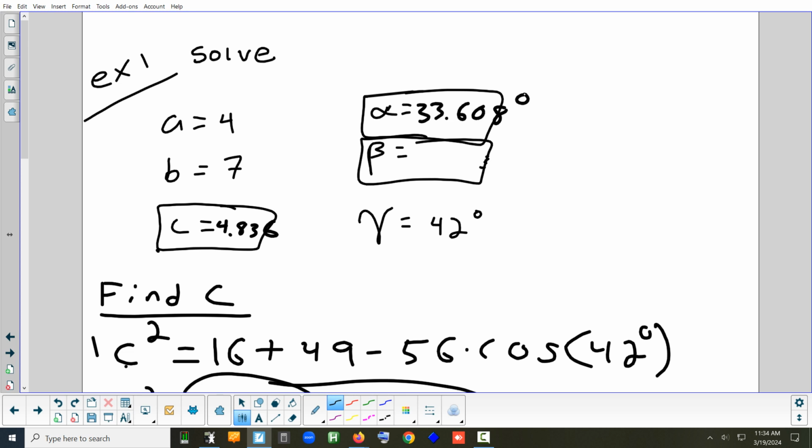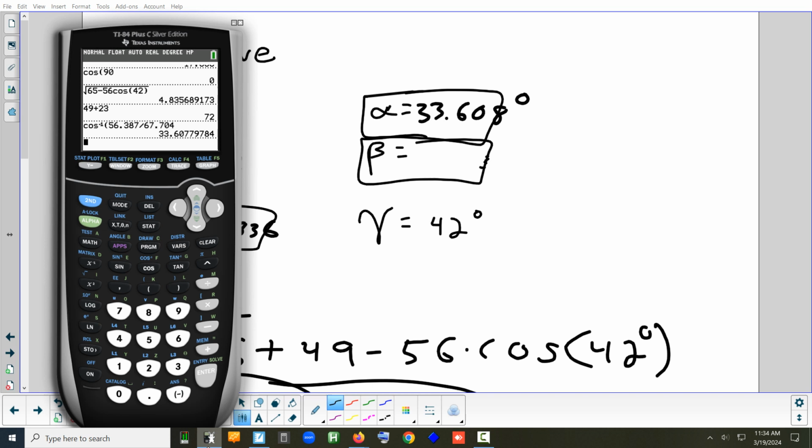Now, once you have 5 out of 6 things, especially when the only thing left is an angle, it's pretty straightforward to finish. How would we get beta? Yep, just subtract all of that from 180. So that third angle should be 104.392.